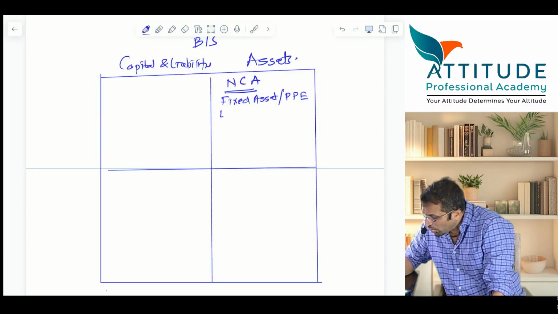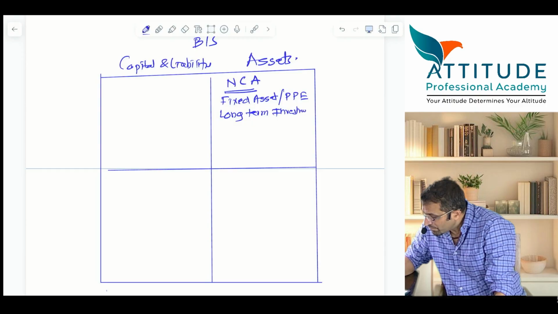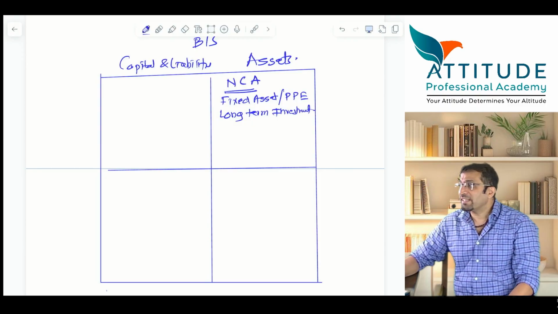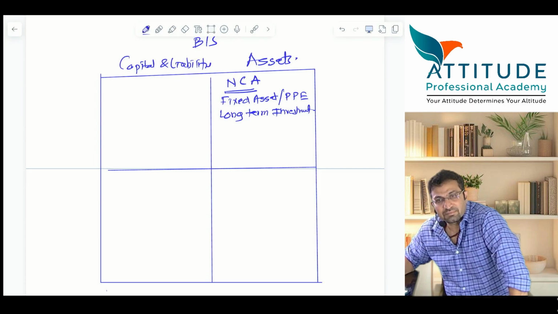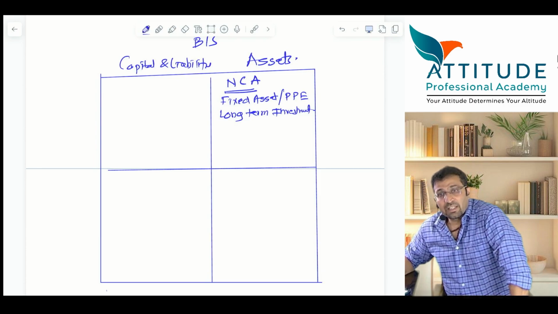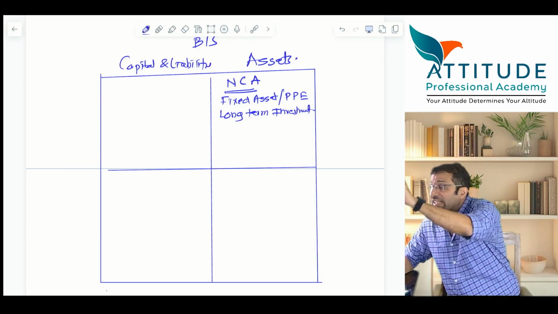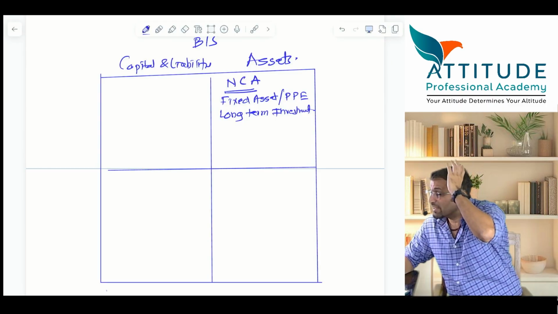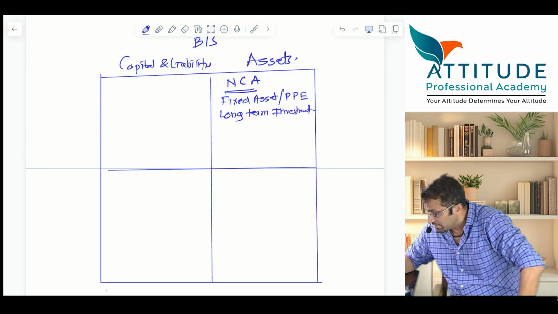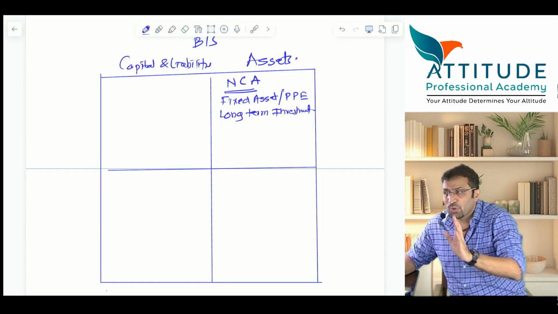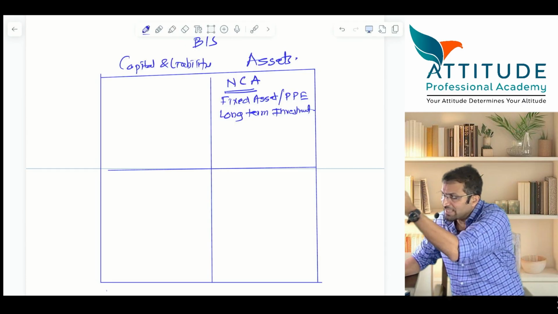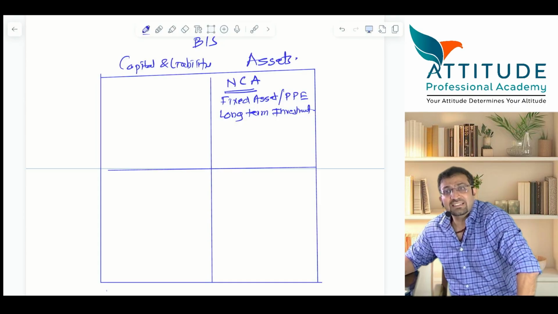Similarly, you have any long-term investments, like FD. You have held it for 5 years. Long-term investments will come here. Even long-term loans and advances given. Any long-term loans and advances given, loan given, not loan taken. Is that clear? It is an investment for you. You have given money to someone else, means you have invested in that person. Yes or no? Is that clear?